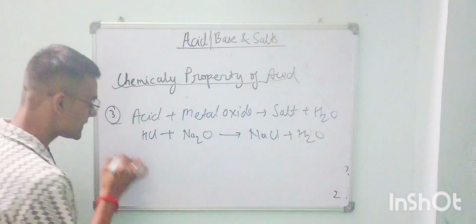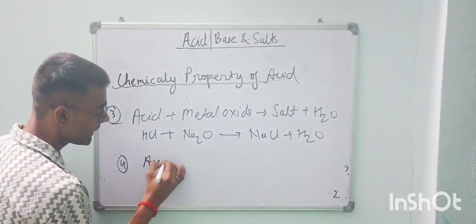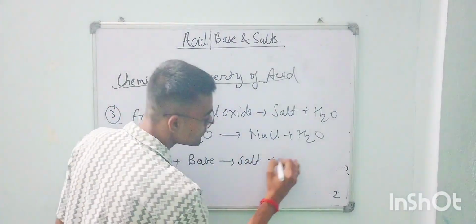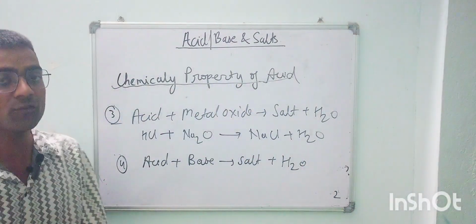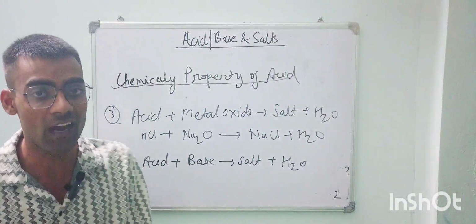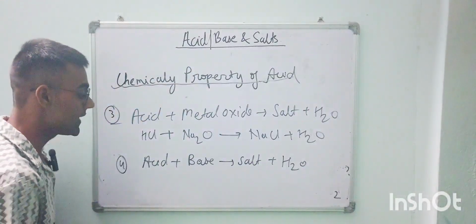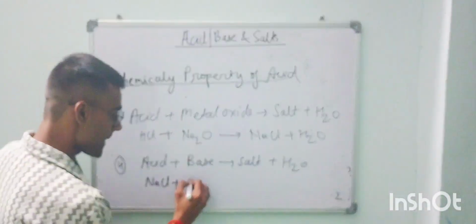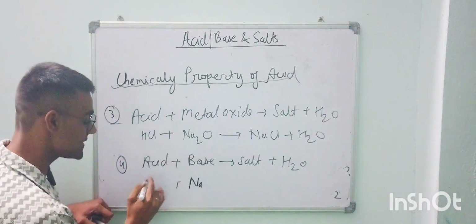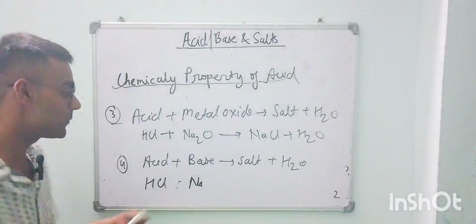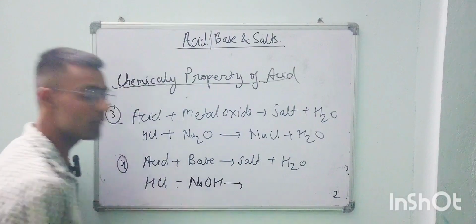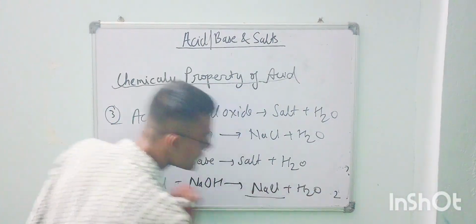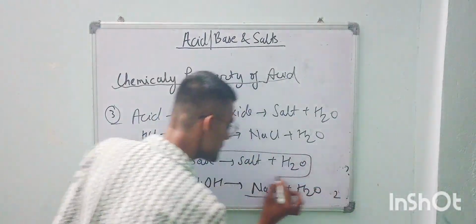And the fourth property is that when acid reacts with a base, it gives salt plus water. It is also known as the neutralization reaction, and it also explains how a salt is formed. For example, the acid is HCl and the base is NaOH. When it reacts with that, it gives NaCl plus water. So there is a formation of the salt NaCl, and this reaction is also known as the neutralization reaction.